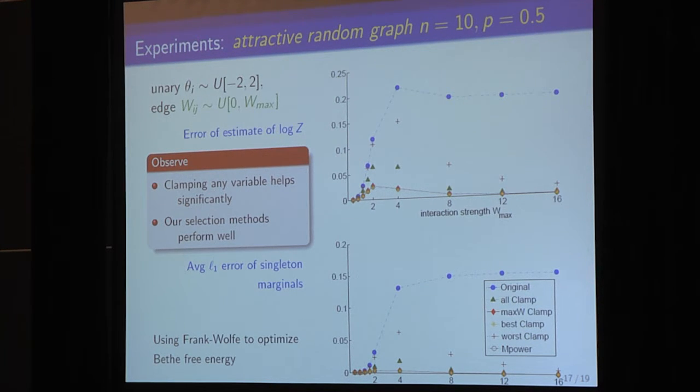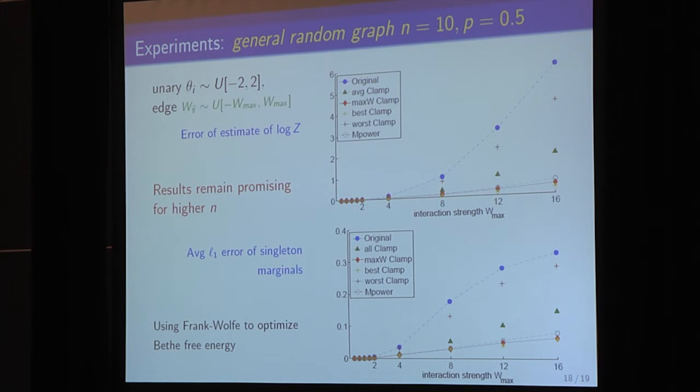So this is for attractive models where we've proven that we should expect some improvement. What happens when we look at general models? So this is the result for general models, and very interestingly, qualitatively, the results are really very similar. You get an improvement no matter which variable you clamp, although it's not great if you pick the worst one. But still, if you use our heuristics for picking a variable, then you get a very dramatic improvement. And interestingly, these results remain promising for higher n, which we can talk about if anyone is interested.